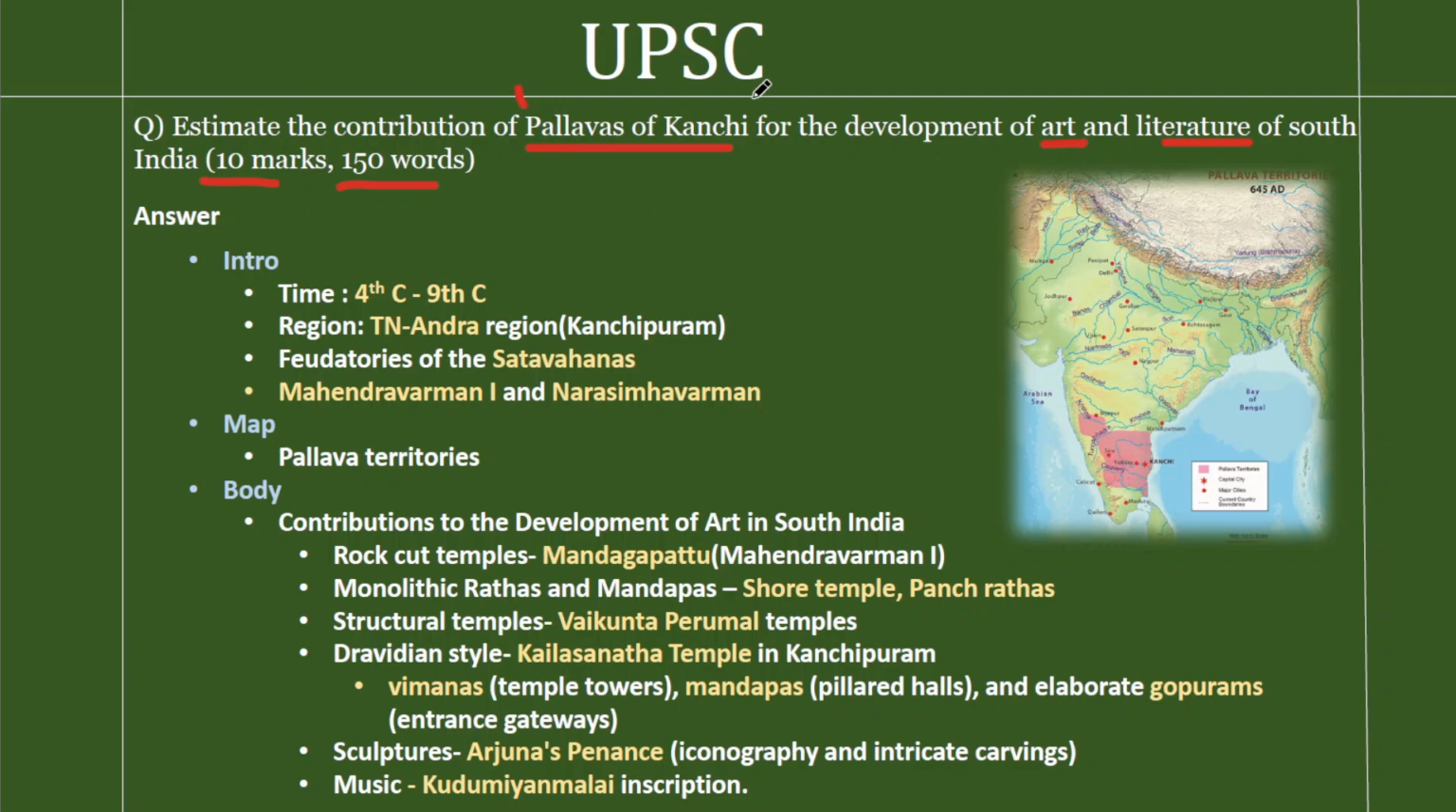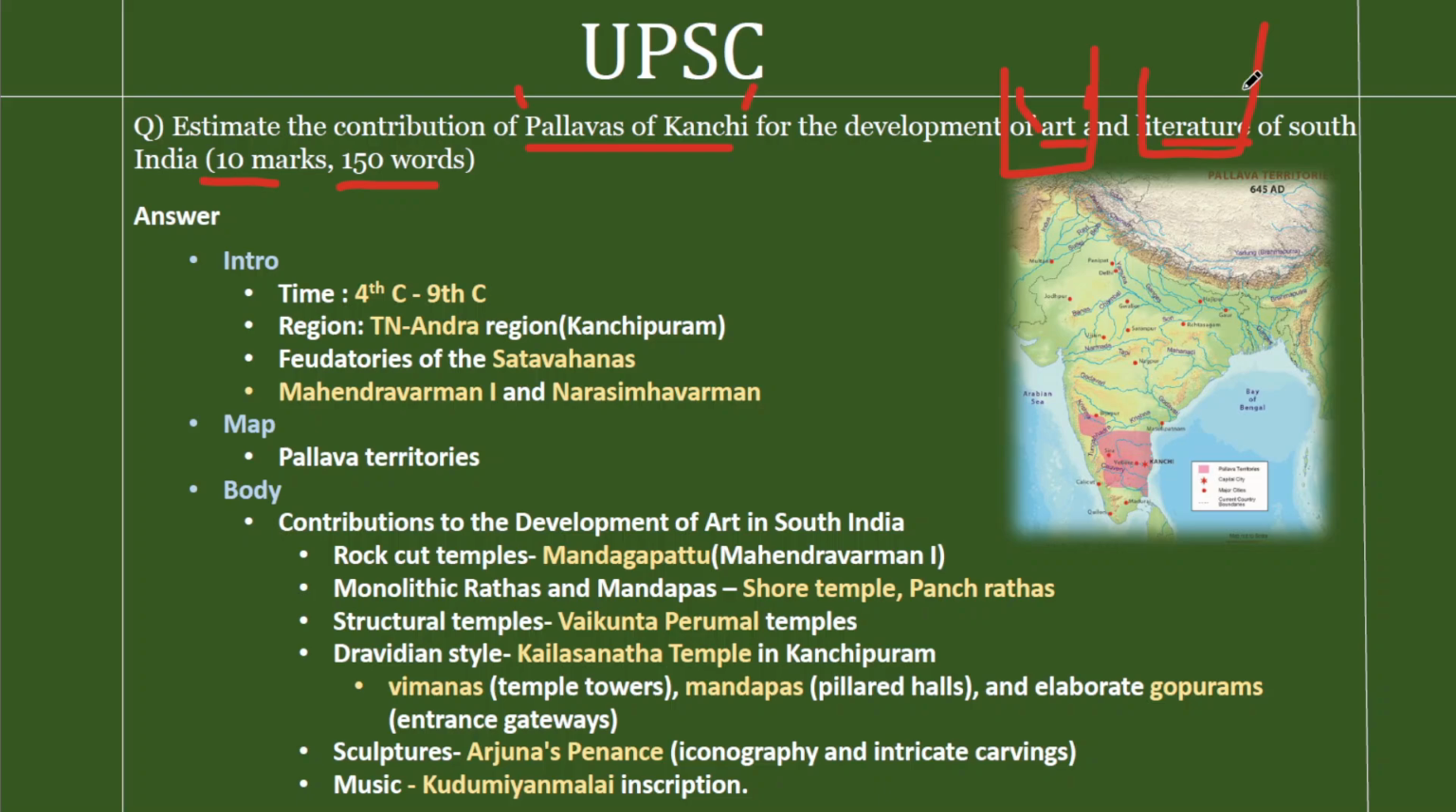So don't mistake the term Pallavas of Kanchi for something else. It's just Pallavas, something that we all are familiar with as part of our preparation. And the two domains that are given here are art and literature. Now we'll see how to structure this answer. As you can see, there are two clear dimensions. One is art, one is literature.